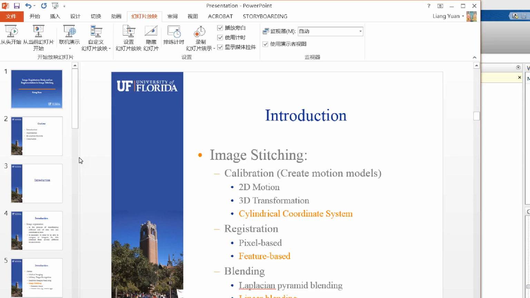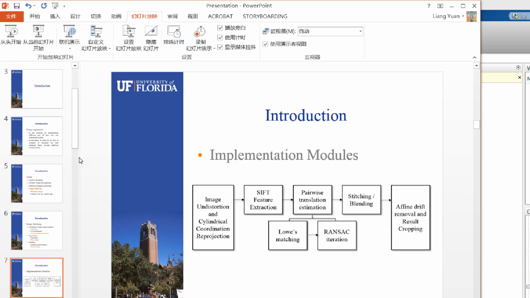And the third step is blending. In this project, we will mainly focus on the simple linear blending. Other algorithms such as Laplacian pyramid blending also can generate satisfying results.